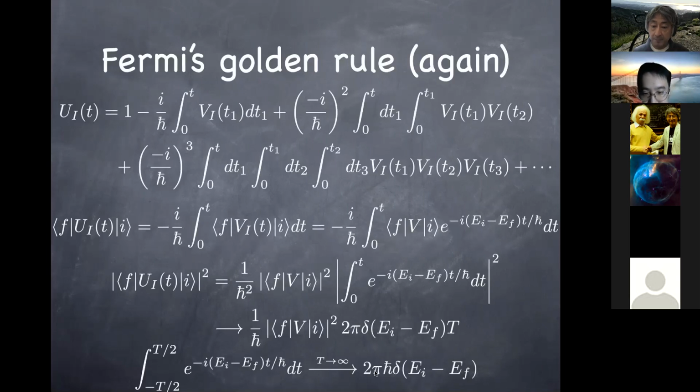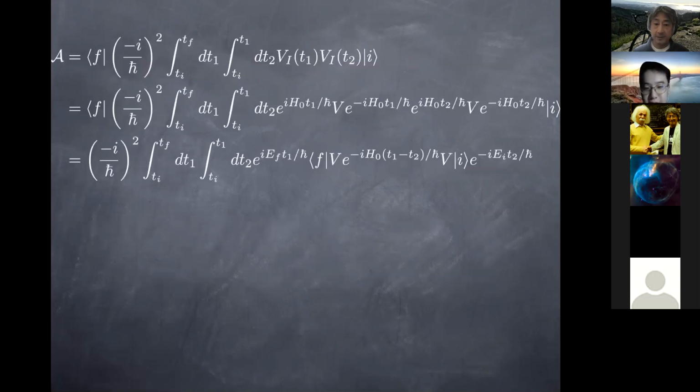So this is the bottom. One factor of this time integral gives you a delta function, and the other factor gives you this time interval. Is that okay? Yeah, I see. Thank you. All right, good.